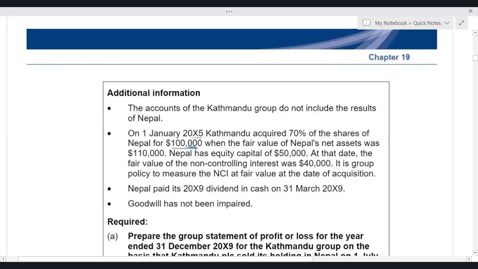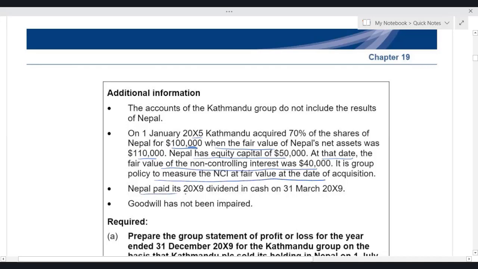On January X5, Kathmandu Group acquired 70% share of Nepal for 100,000. It means this 100,000 is your cost of investment. The fair value of Nepal's net assets was 110,000, meaning fair value of net assets at acquisition. Nepal has equity capital of 50,000, share capital. At the date, the fair value of non-controlling interest was 40,000. It is group policy to measure NCI at fair value, meaning the full goodwill method.